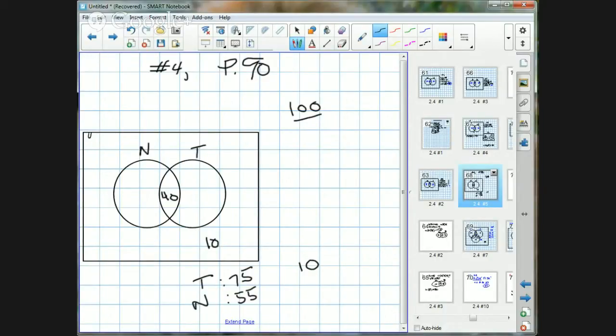Okay, now come back. Can you see that this would have to be 35 here? Patrick? Yeah, I can see that, yes. Why? It says T has to total 75, and N has to total 55. It would be 15 in N. Got this nailed. Now you should be able to answer. It asks how many subscribe to both. Well, that's the 40.